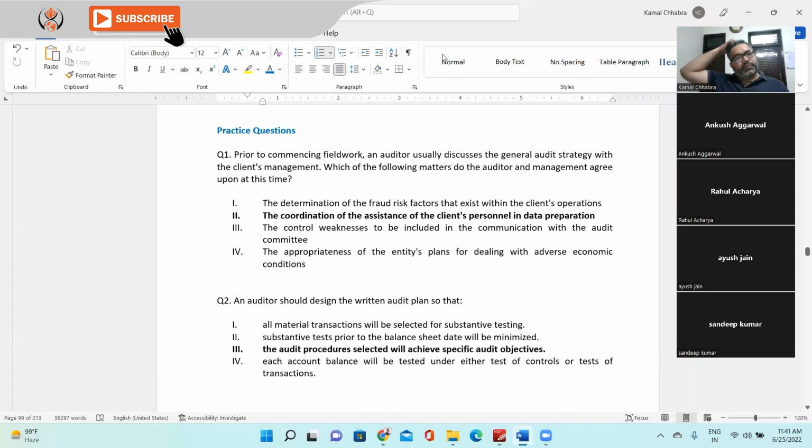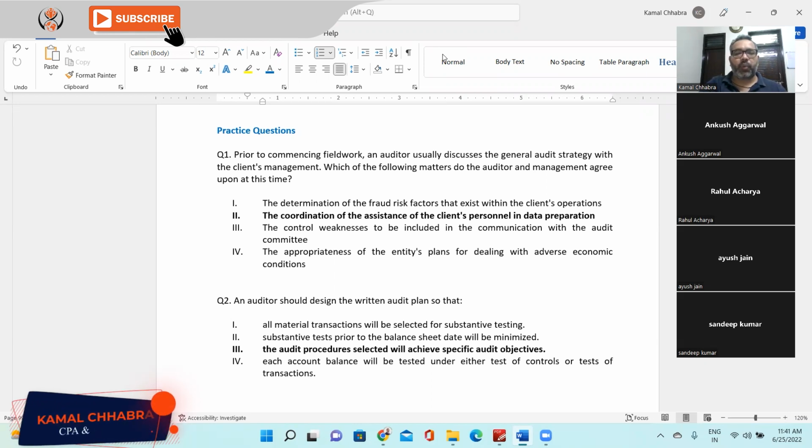So first question: prior to commencing field work, an auditor usually discusses the general audit strategy with the client management. Which of the following matters do the auditor and management agree upon at this time? So at the planning stage, what do management and auditor agree? The call of the question is very simple. At the planning stage, what do management and auditor agree?